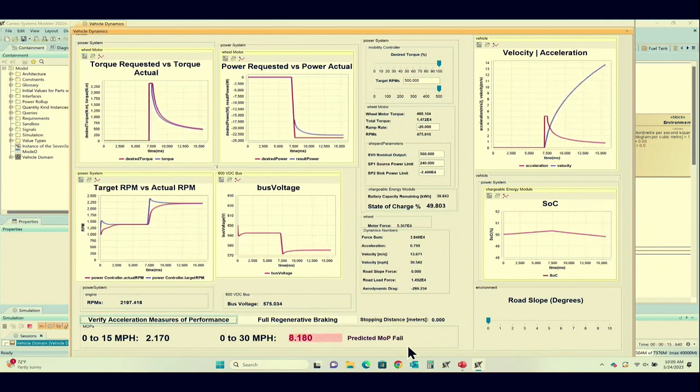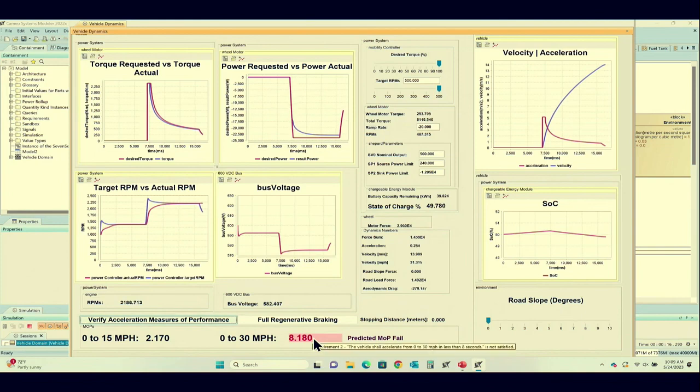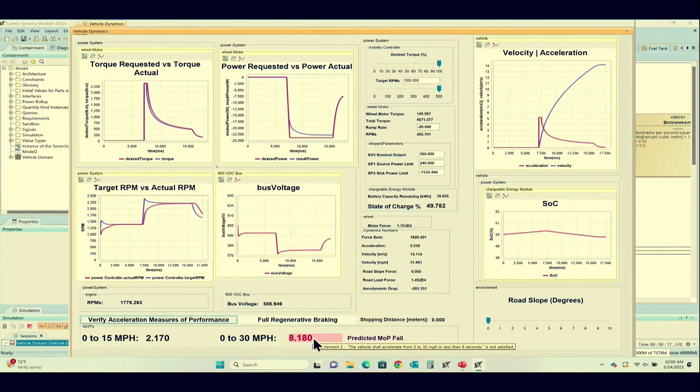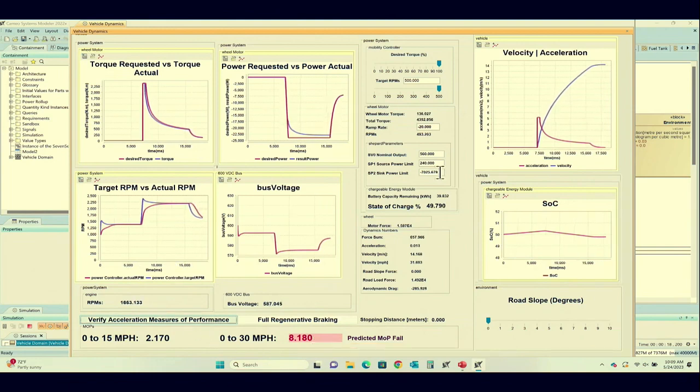So as you notice down here, it says predicted measure of performance fail, and it highlights that requirement that we had associated with that value property to say, hey, based on all of this, it didn't meet the requirement. But that's really good to know, right? So after doing all of this, we've now determined that if that were our requirement, we were not going to be passing that requirement based on all of these factors. So that is the goal of this simulation.